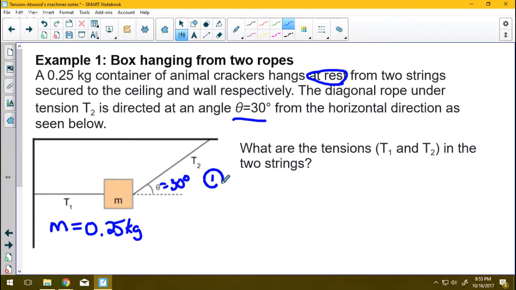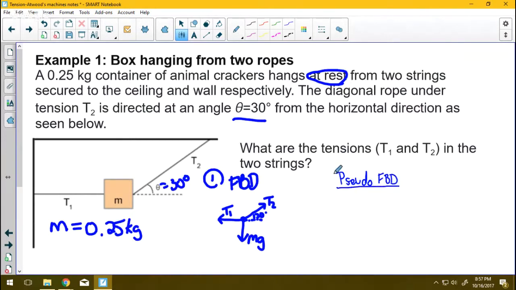So first thing we need to do is draw our free body diagram. We will make our little dot for our object, draw our force pulling down, which is of course mg. We would have T2 pulling up at an angle. T1 is this force over here pulling to the left. Okay, and that's it on our free body diagram. We can add in, if we want, the angle here of 30 degrees. Then we need to do a pseudo free body diagram, since we have a force that's at an angle.